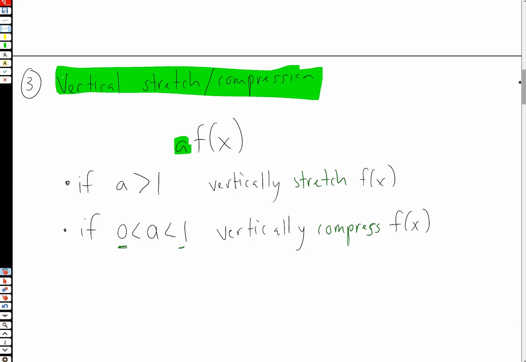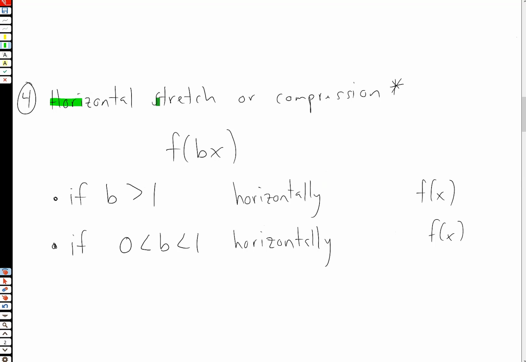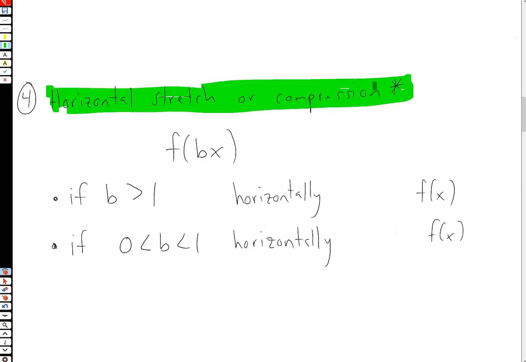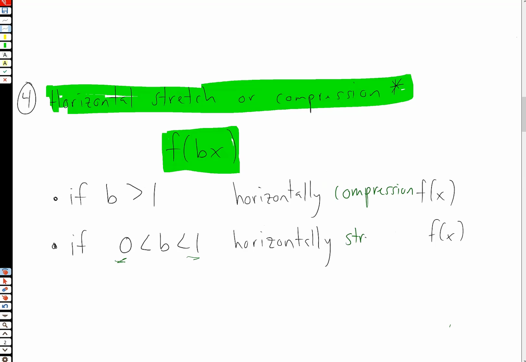Now, like we had with shifts, we also have horizontal stretches and compressions. And again, you want to be careful with your horizontal transformations. The way we horizontally stretch or compress is we multiply our input directly by some constant, so f of b times x. Now, if b is greater than 1, this is a little backwards: if b is bigger than 1, this is actually a horizontal compression. And if b is between 0 and 1, this is a horizontal stretch.